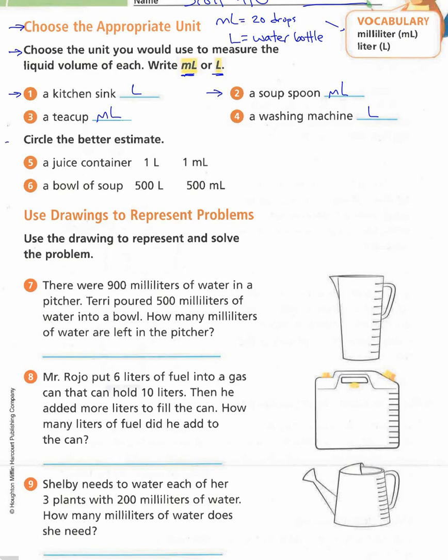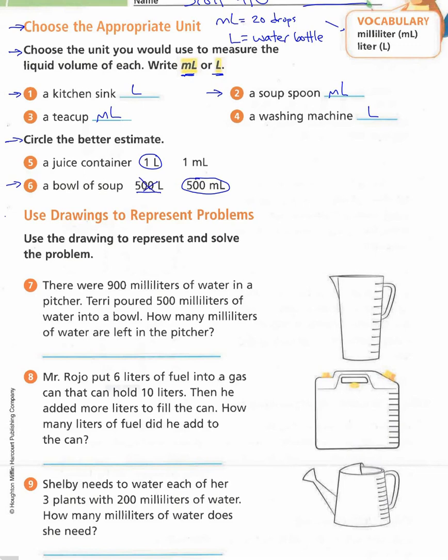All right, on this one, we're going to circle the better estimate. A juice container. Go ahead and circle that. Hopefully you did about a liter. A bowl of soup. 500 liters or 500 milliliters? Go ahead. See what you think. Yeah, I'm going to go 500 milliliters because I don't think 500 water bottles full of liquid would fit into that bowl of soup. So definitely not that.